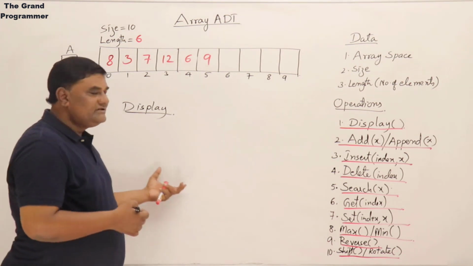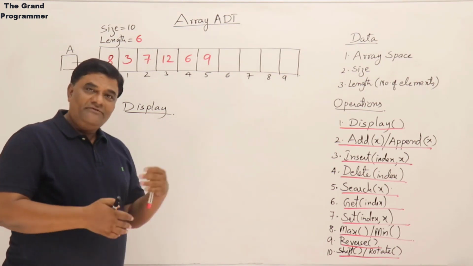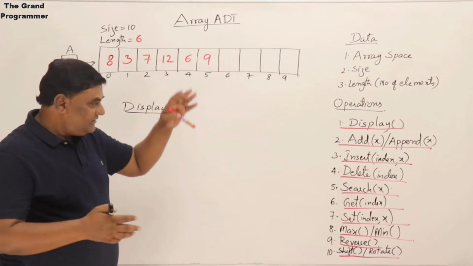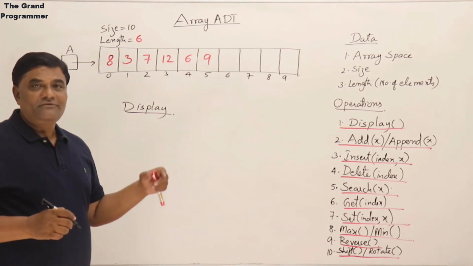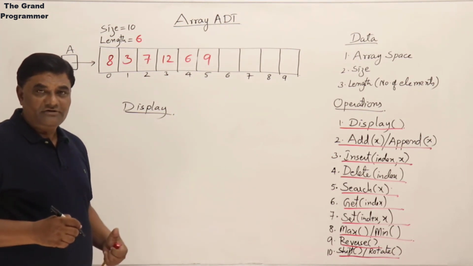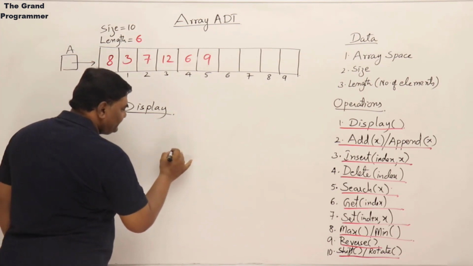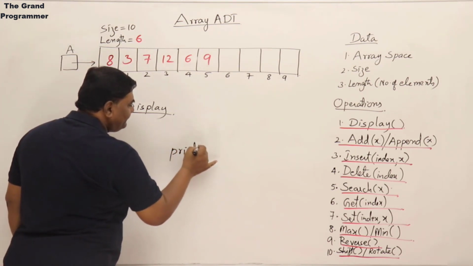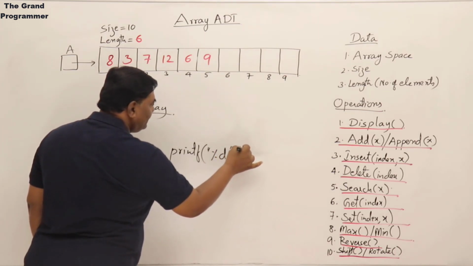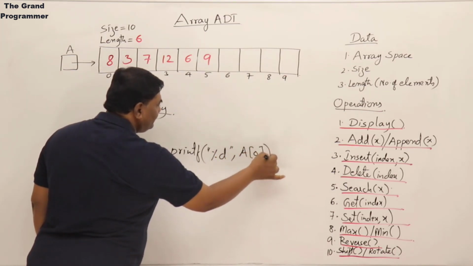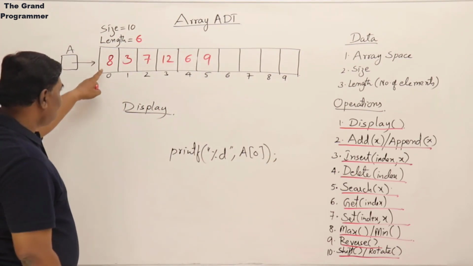Now I will show you the procedure by writing some pseudo code. It's not a complete function or a program. Afterwards we will see a complete program combining all these functions together. So let us see the logical part, how to perform the operation. For displaying an element, suppose I want to display only the first element, then I should say printf("%d", a[0]). This will print just the first element, that is at index 0.